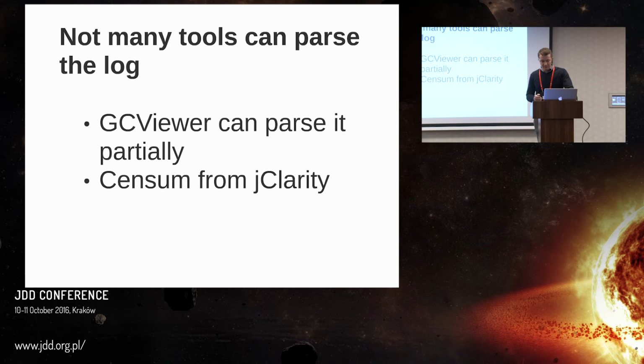So it's much better to use Censum from jClarity, even though it's not a free tool, but it's working very nicely. It also provides you some recommendations, like what flags to enable, so it can give you better information on what's going on, but also it will recommend you to remove or add some flags to boost the performance.